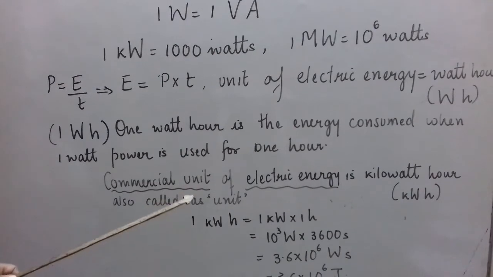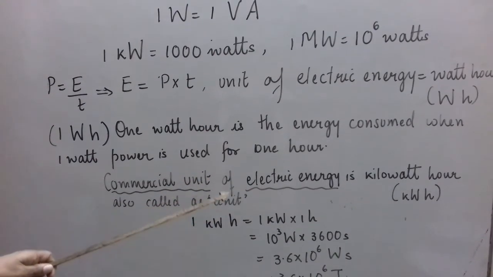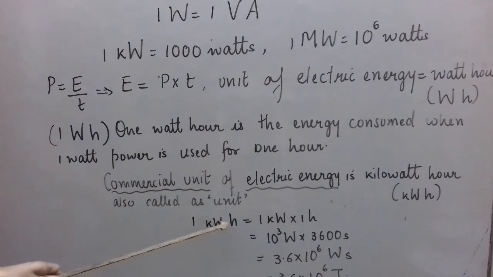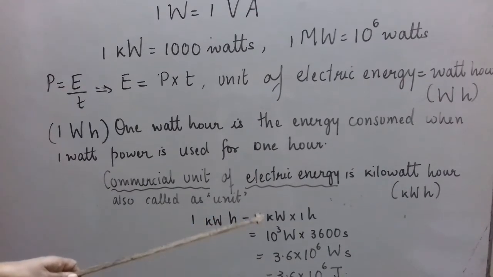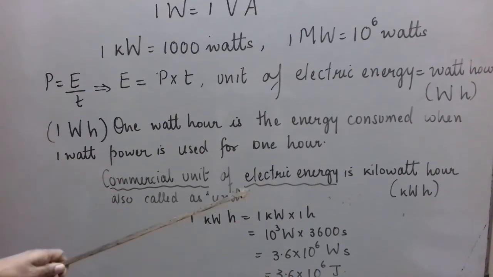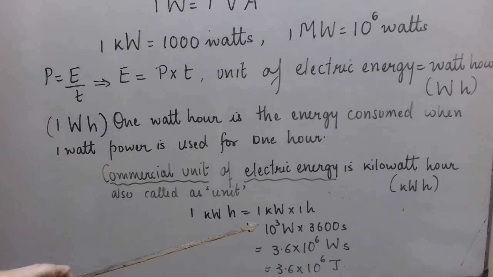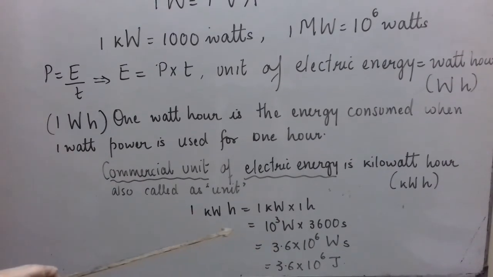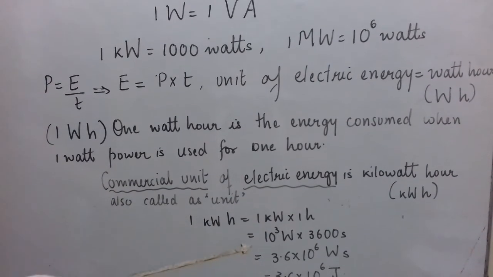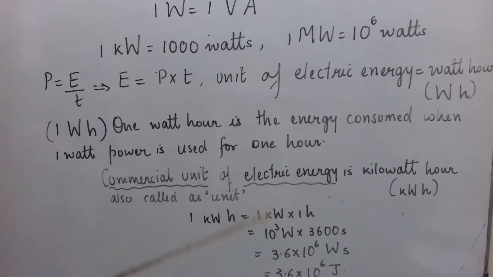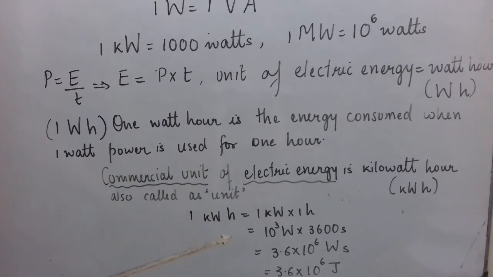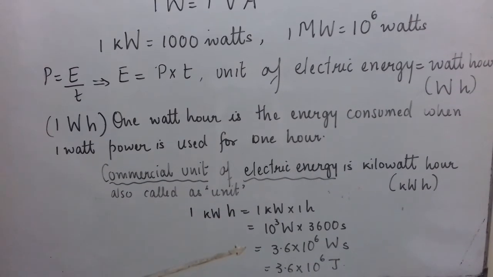Now let us see what is the relation between this commercial unit of electric energy, that is kilowatt hour, and the SI unit, that is joules. 1 kilowatt hour can be written as 1 kilowatt into 1 hour. 1 kilowatt is 1000 or 10 raised to 3 watts into 1 hour is 3600 seconds, that is 60 into 60. When you simplify this and write in the scientific notation, you get the answer as 3.6 into 10 raised to 6 watt second. But you know watt second is nothing but joules. So 1 kilowatt hour is 3.6 into 10 raised to 6 joules.